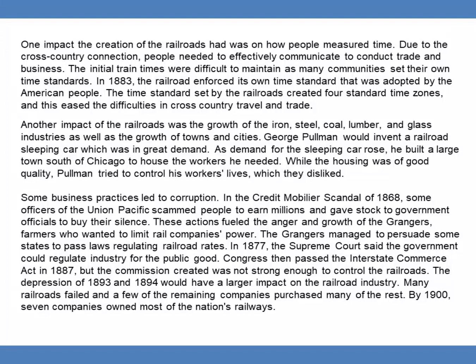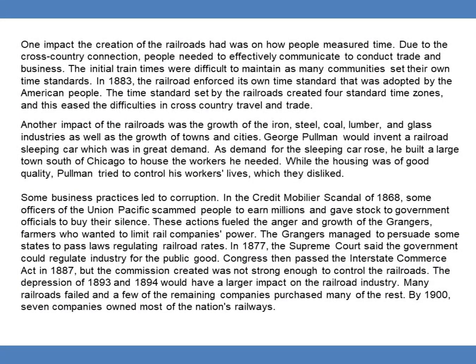Some business practices led to corruption. In the Credit Mobilier scandal of 1868, some officers of the Union Pacific scammed people to earn millions and gave stock to government officials to buy their silence. These actions fueled the anger and growth of the Grangers, farmers who wanted to limit rail companies' power. The Grangers managed to persuade some states to pass laws regulating railroad rates.